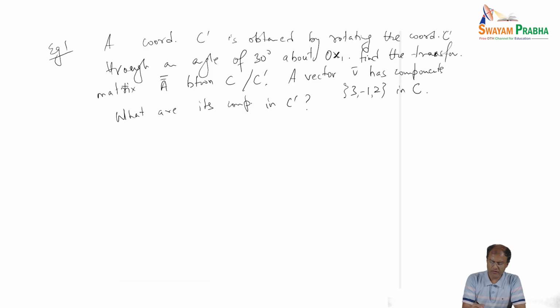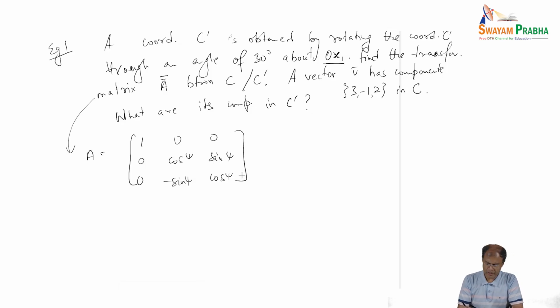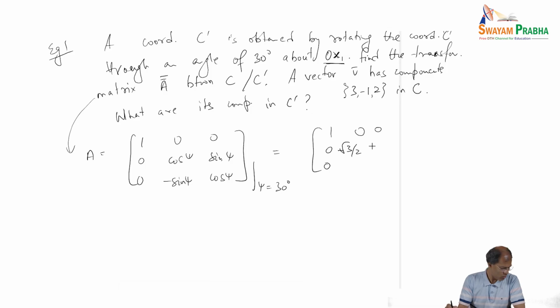Okay. So first let us try and write down the transformation matrix between C and C'. So the rotation is about the OX1 axis, so the OX1 axis will not change. So our matrix A will be 1, 0, 0; 0, cos psi, sin psi; 0, minus sin psi, cos psi. Right? And this we have to evaluate at psi equal to 30 degrees. And once we do that, we will find 1, 0, 0; 0, square root 3 by 2, 1 by 2; 0, minus 1 by 2, square root 3 by 2.